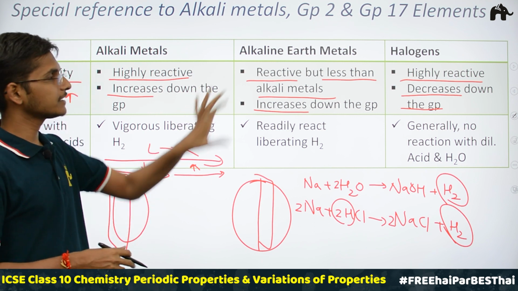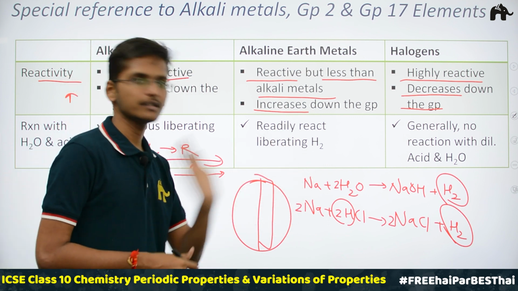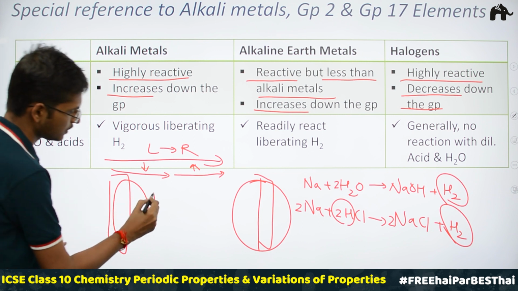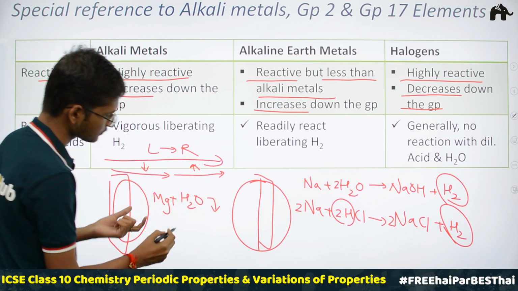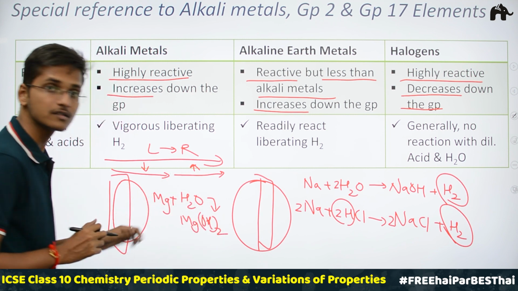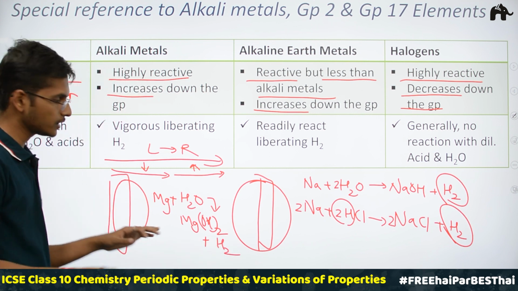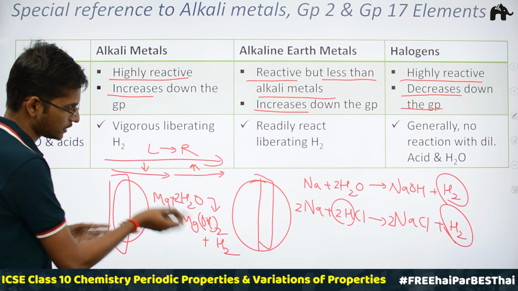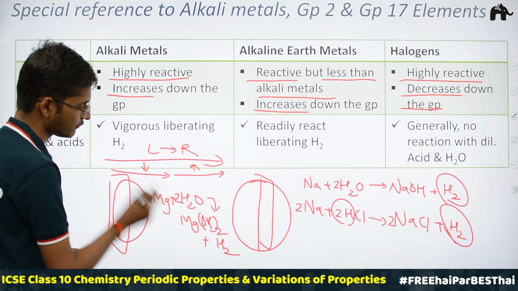Now next is alkaline earth metals. They also readily react with water and acids, and they also liberate H2. I'm taking an example here. If I react Mg with water, what would happen? Mg(OH)2, magnesium hydroxide, is formed and H2 is released. So 2 water molecules, and the reaction is balanced: 4H, 4H, 2O, 2O and 1 Mg.